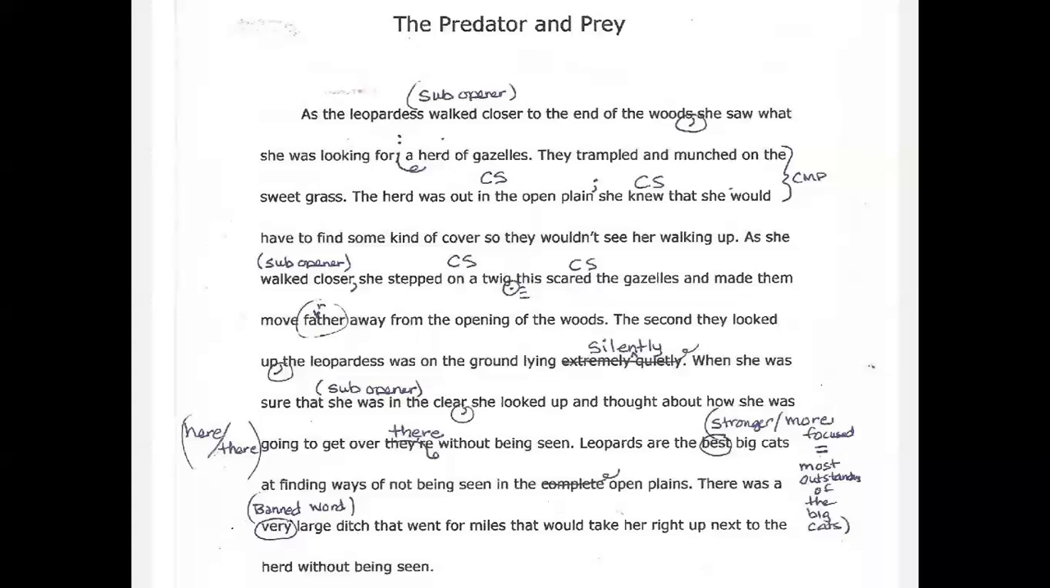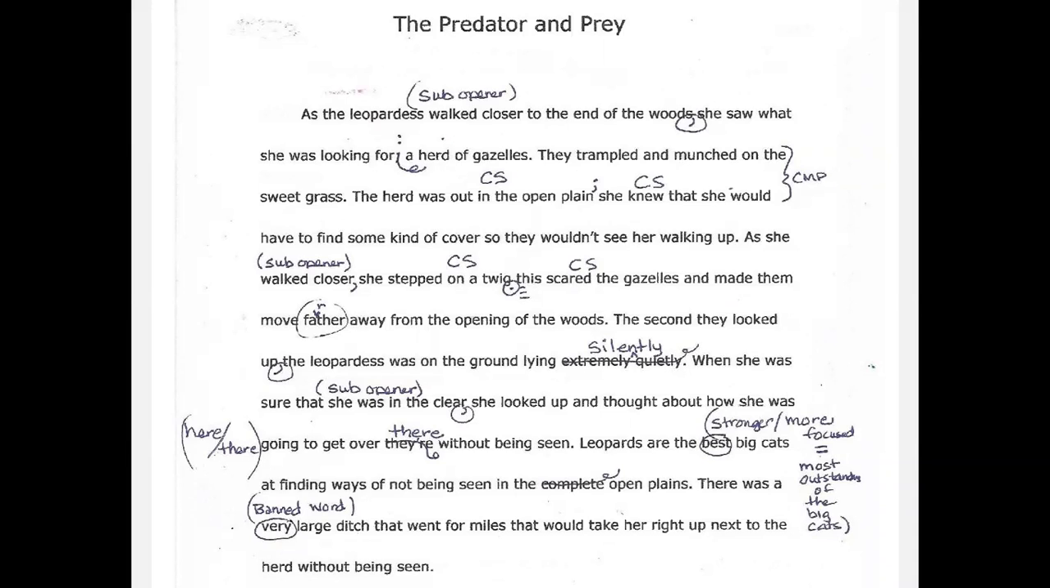So on the left, the herd was out in the open plain, a little CS above that. That reminds the student that on the left we have a CS. Above that, on the right, we have a CS. She knew that she would have to find some kind of cover so they wouldn't see her walking up is a complete sentence. And then we put a semicolon between the two. And then I put a little CMP in the margin to remind the student that's a compound and it was made illegally. It's a run-on the way it is, a run-on sentence, right?